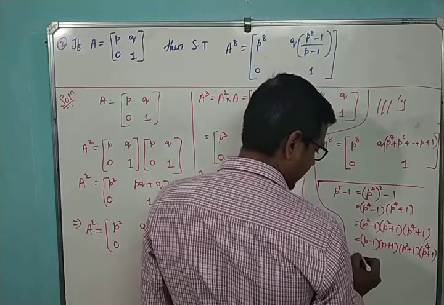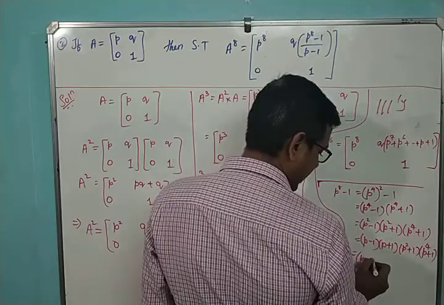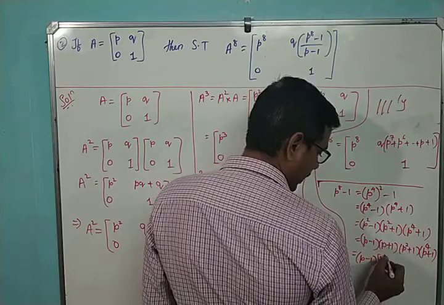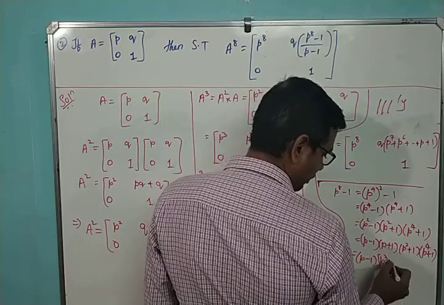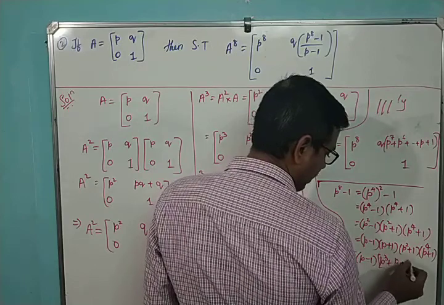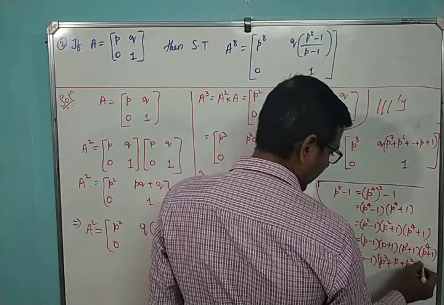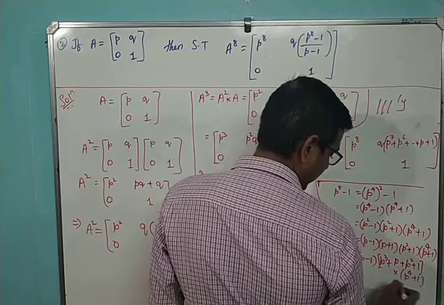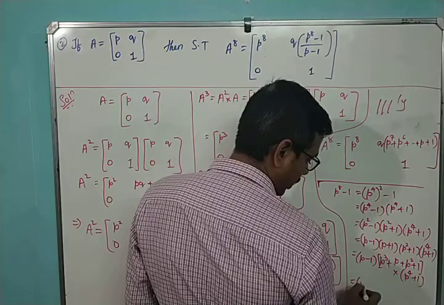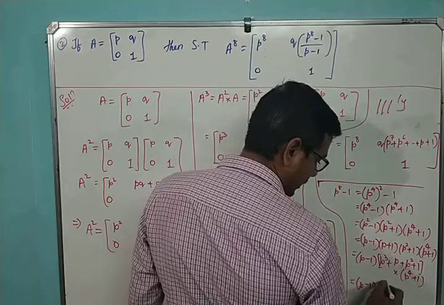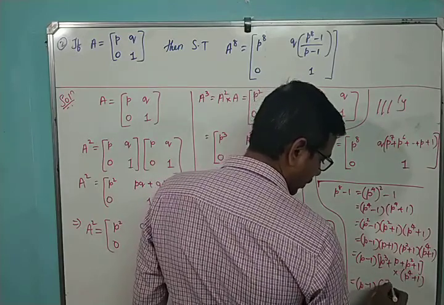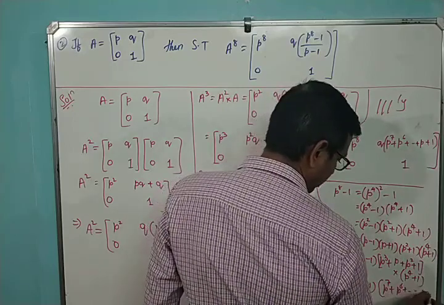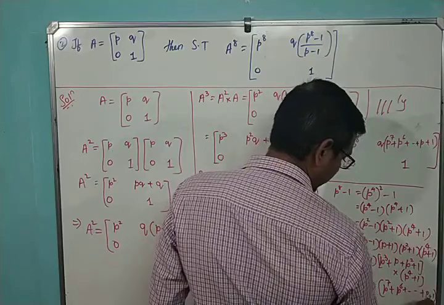Now this is p minus 1, so if I work it out, what I will get? P into p square, p cube, p into 1 plus p square plus 1 into p to the power 4 plus 1, right? So if I work it out, if I solve this, so what will I get? P to the power 7 plus p to the power 6 plus so on up to p plus 1, right?